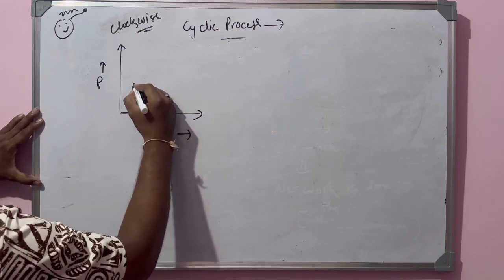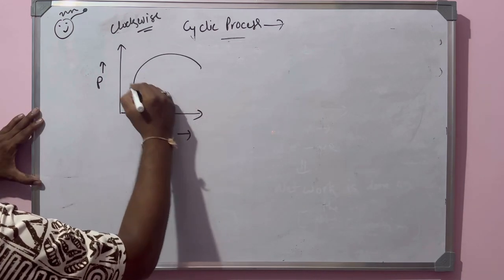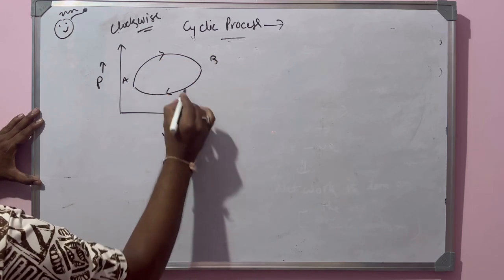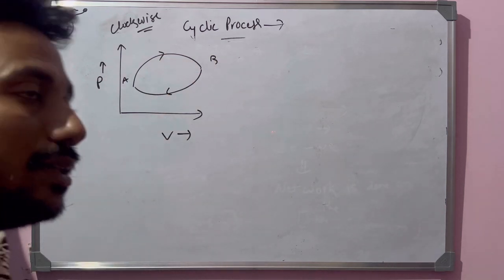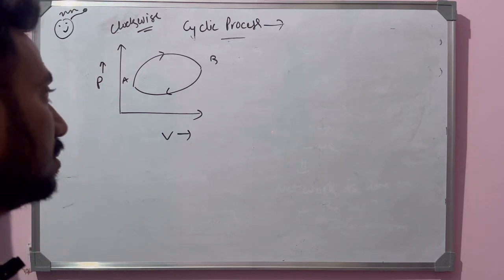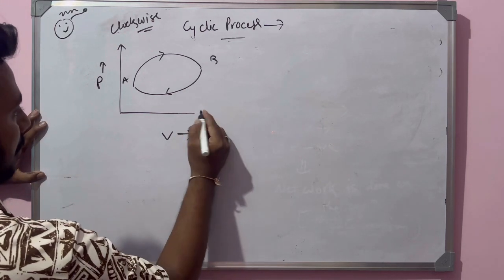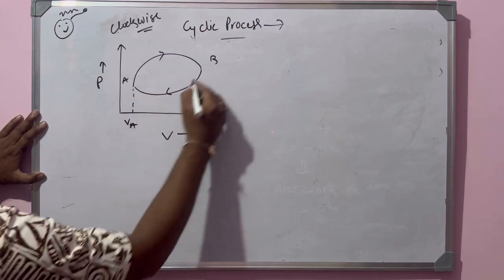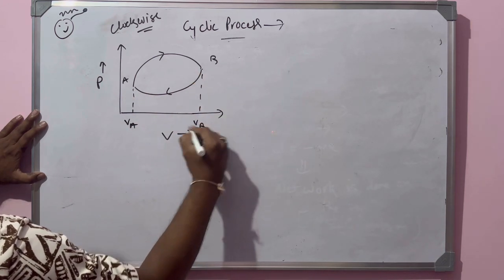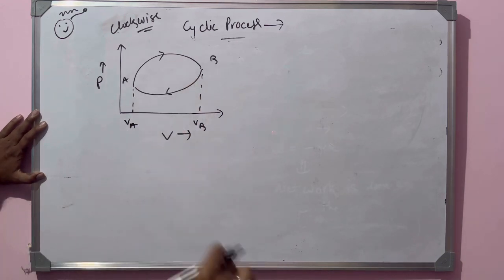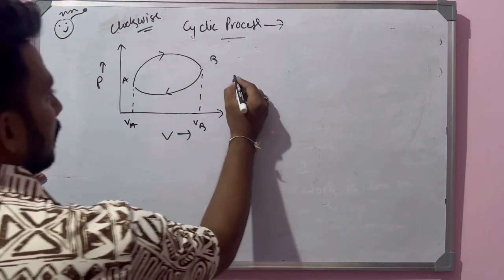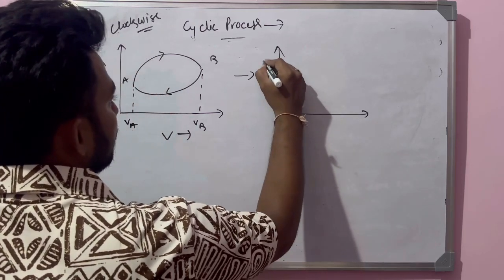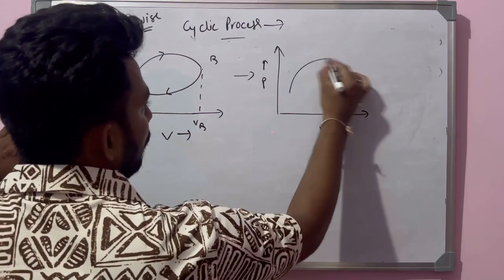So for clockwise, suppose I started from A, I went to B, and back from B to A, like this. So I'm forming a cycle, and this cycle is clockwise. Suppose corresponding to A, I have volume VA, and corresponding to this I have volume VB. If I want to break this cycle, I can break it into two parts, like this. First I am going from A to B.